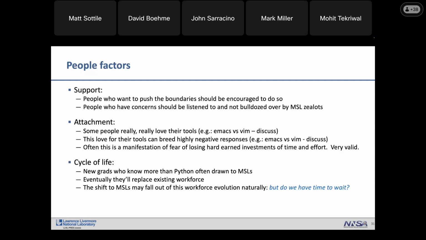And so you've got to recognize that's a valid concern. This isn't just like a religious response. This is somebody saying, I've spent 20 years being good at this, I don't want to give it up. The other thing that's going to happen, though, is the cycle of life will happen. We're all going to go away.